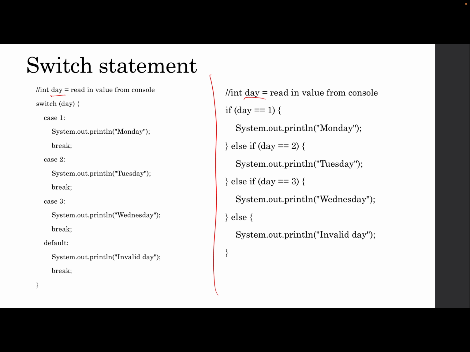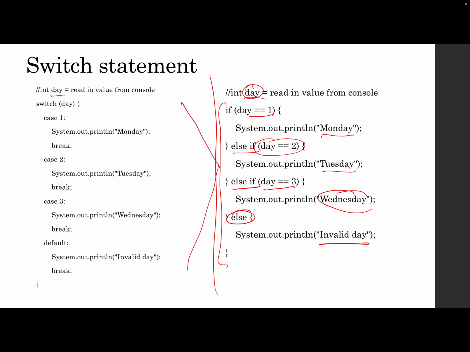If the value of day is 1, then print out Monday. If the value of day is 2, then print out Tuesday. And I shouldn't say if, I should say else if. Else if the value of day is 3, print out Wednesday. Else, if it's not 1, 2, or 3, print out invalid day. That sequence of code is exactly what's happening in your switch statement.